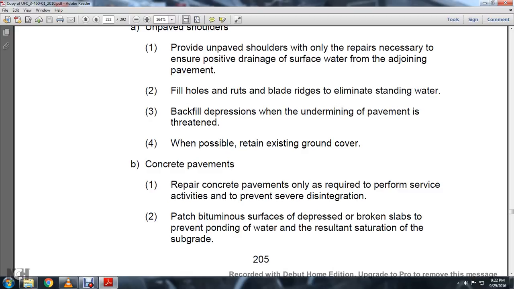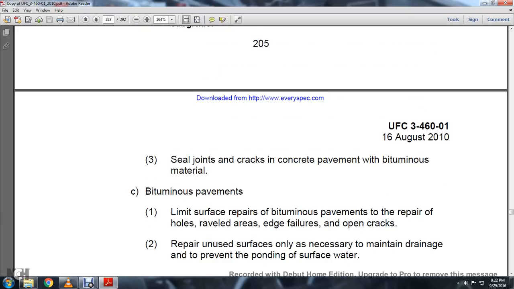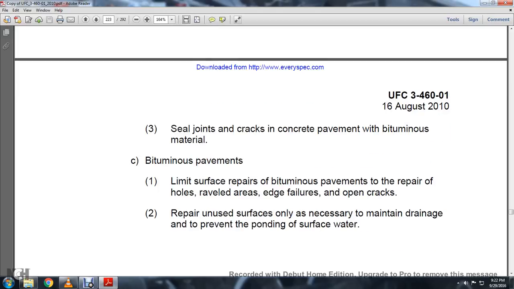Patch bituminous surfaces with depressed or broken slabs to prevent the pounding of water and the resulting saturation of the subgrade. Seal the joints and cracks in concrete pavements with bituminous material. Bituminous pavements: limit surface repairs to holes, raveled edges, edge failures, and open cracks. Repair unused surfaces only as necessary to maintain them and prevent ponding and surface water. Chapter 14, Fueling Facility.